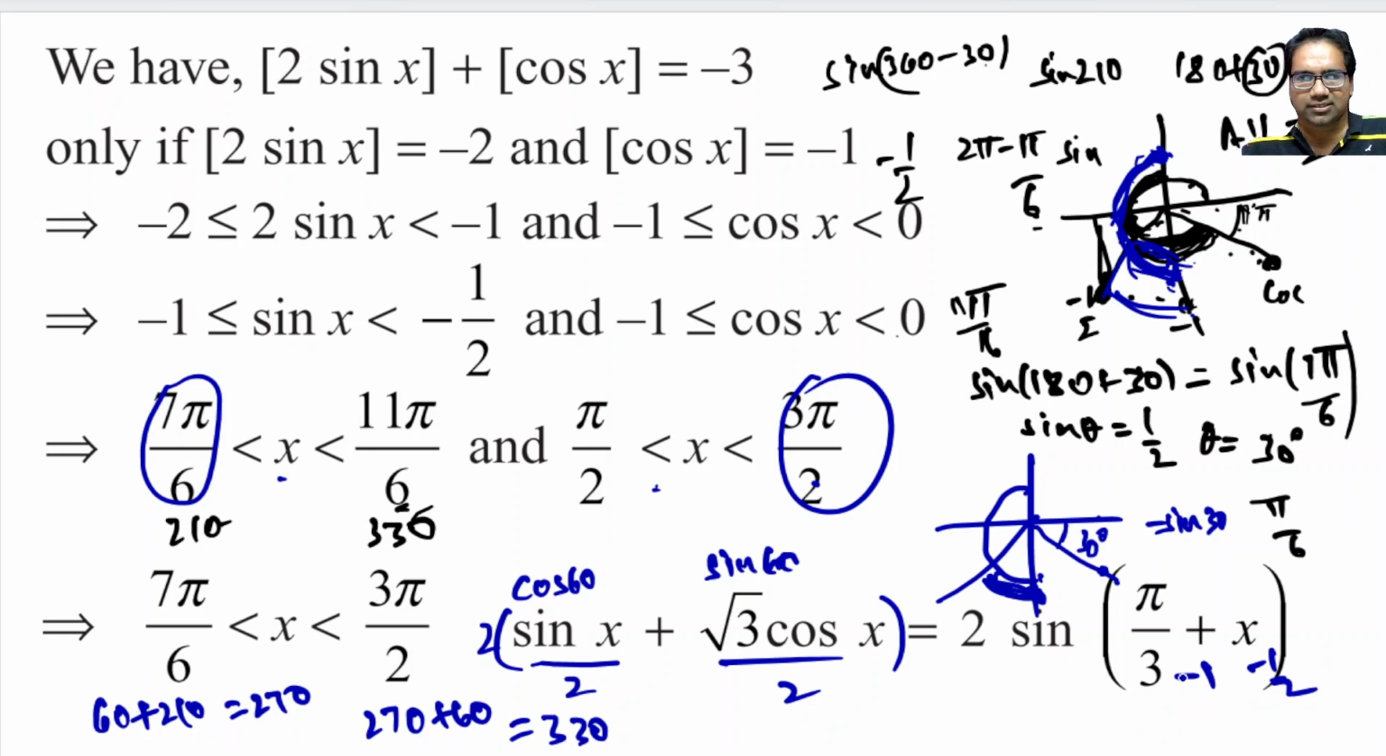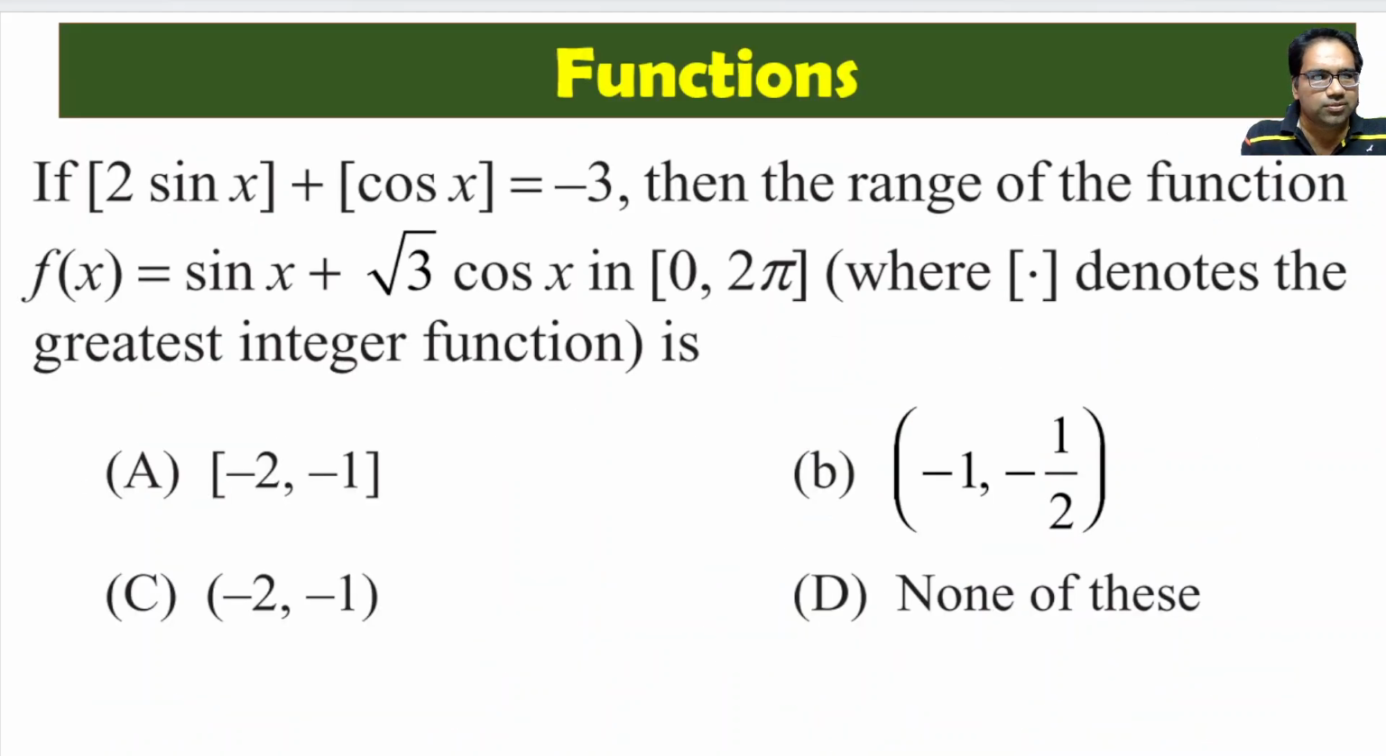So this sine of pi by 3 plus x is going from minus 1 to minus half, and the function is 2 times that. What does that mean? This is running between 2 times minus 1, which is minus 2, and 2 times minus half, which is minus 1. So the range is minus 2 to minus 1.